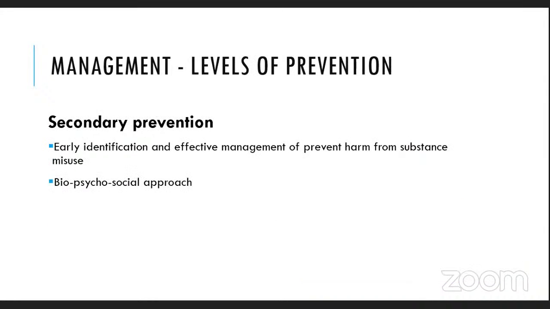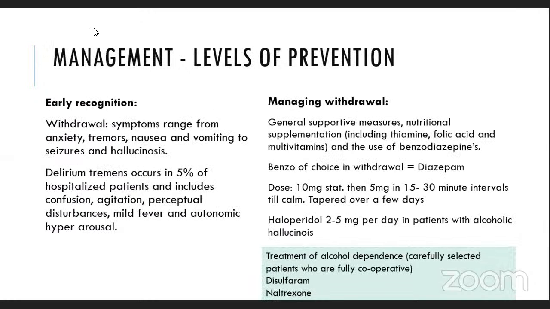And then secondary prevention. This is early identification and effective management to prevent harm from substance misuse, and the biopsychosocial approach can also be applied. So early recognition: if a patient comes in and you recognize withdrawal or delirium tremens in a case of alcohol, for example. The symptoms of withdrawal range from anxiety, tremors, nausea, and vomiting to seizures and hallucinations. Delirium tremens includes confusion, agitation, perceptual disturbances, a mild fever, and autonomic hyperarousal.